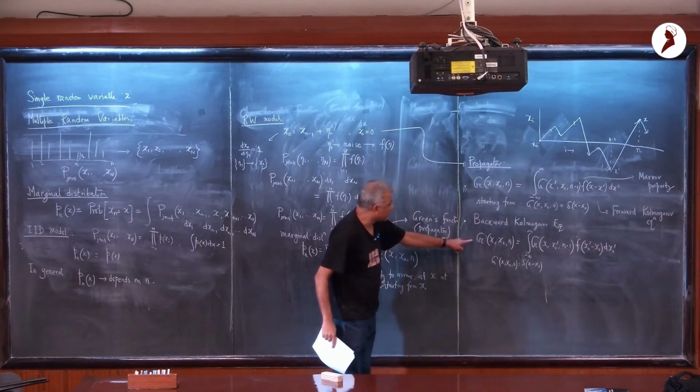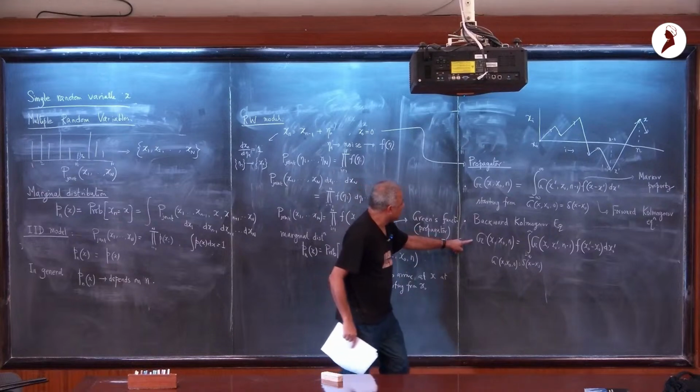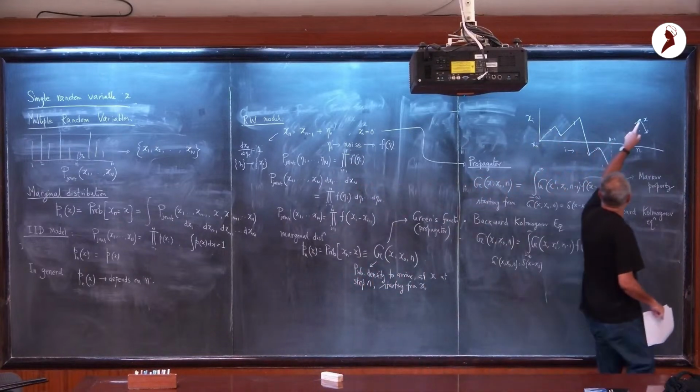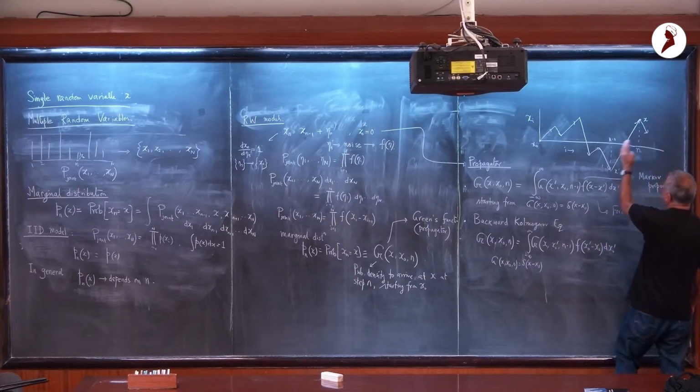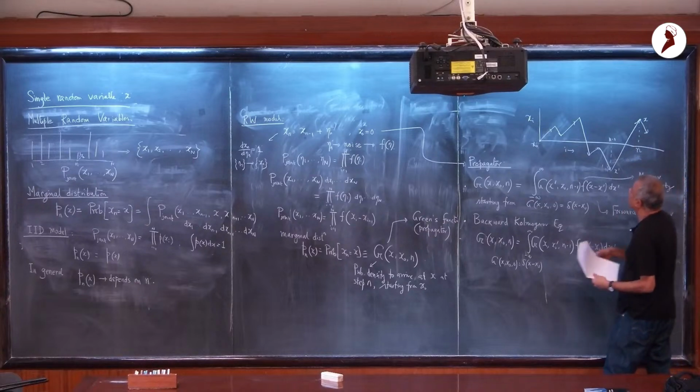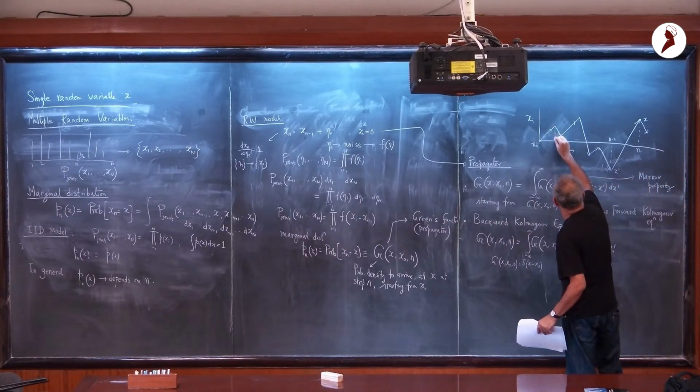So what is the interpretation of this term here? Again, think of your trajectory. You are arriving at x at step n. Now, instead of looking at the forward step, what happened at the last step between n minus 1 and n, let me now look at what happens in the first step itself. Suppose that it moved from x naught to x naught prime.